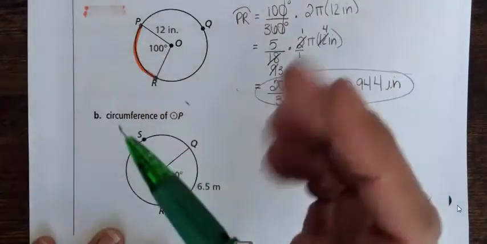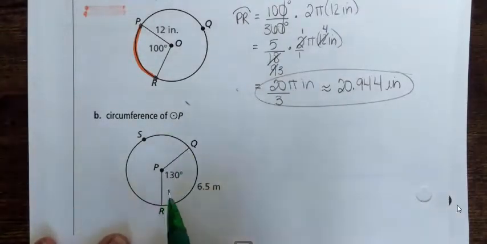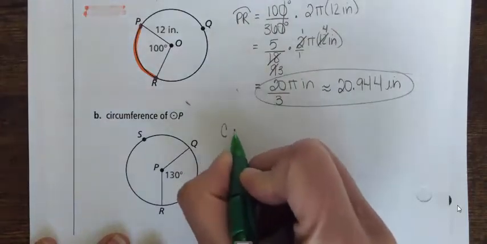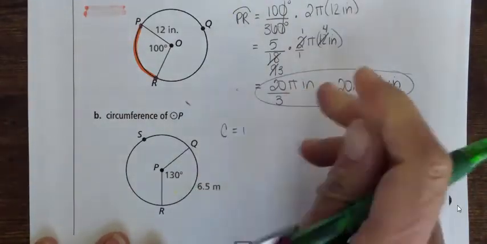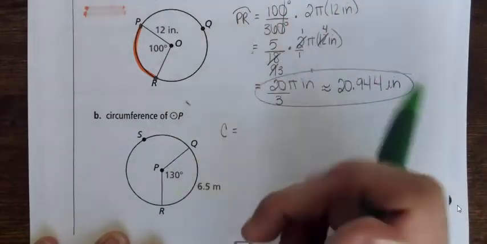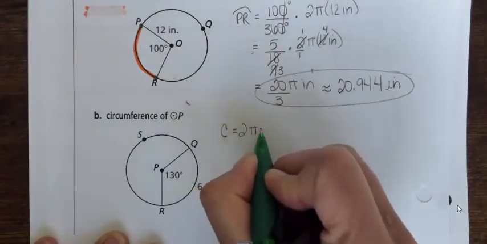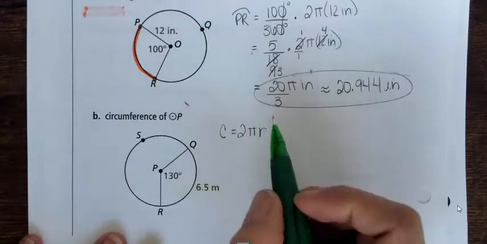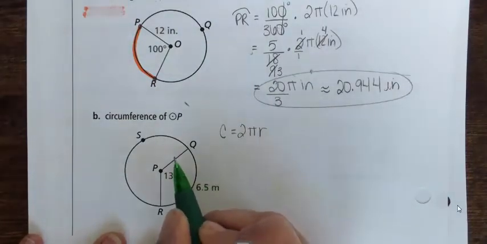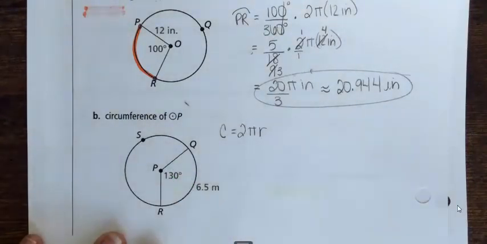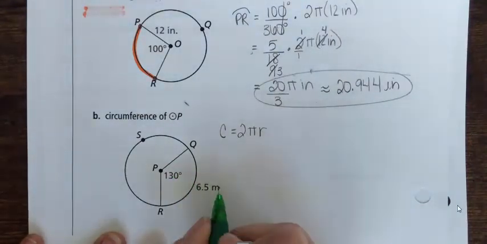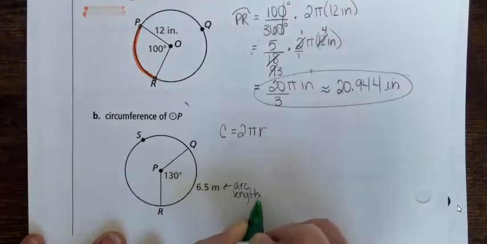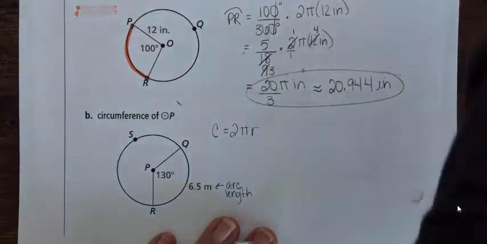All right, now we have to figure out the circumference of this circle. Okay, so let's see what we've been given here. You know, circumference is 2 pi r. Let's use 2 pi r. Well, that's interesting. I haven't been given the radius. So before I can do anything, I have to figure out what my radius is. What I have been given is an arc length. So maybe I can use that to help me figure out what the radius is.